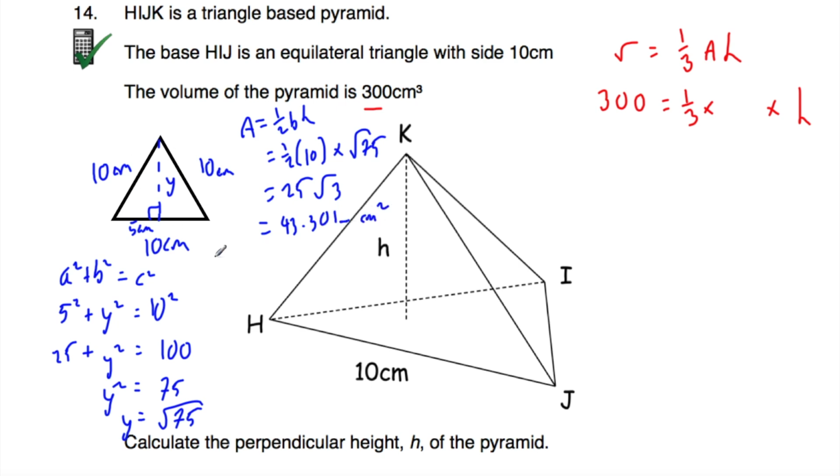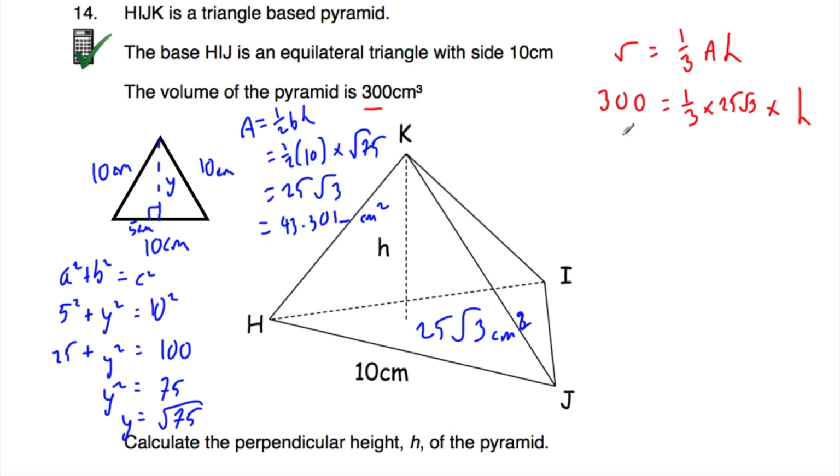So that's the area of the equilateral triangle, and that would be the area at the base of the pyramid. I'm just going to write it down here, and instead of calling it 43.301 and so on, I'm just going to use 25 root 3. So 25 root 3, that's the area of the base of the pyramid. So here we can put this in here. So the volume was 300, and that's equal to a third times the area of the base, which is 25 root 3, multiplied by the height, h.